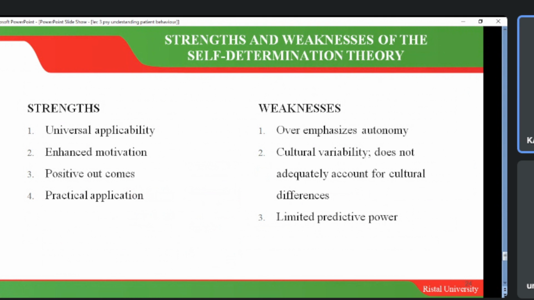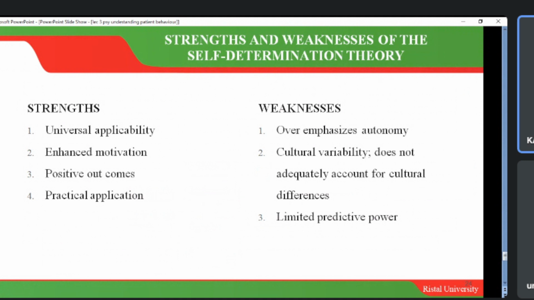Then weaknesses, it has an overemphasis on autonomy, whereby it overemphasizes that an individual performs a behavior on their own. Yet, yes, we believe that individuals perform behaviors on their own, but also other external factors come in. The parents this child grew up with, the social capital, the members they live with at home. You get it? They also influence patient behavior. However, this theory says individuals behave because they want to behave like that.